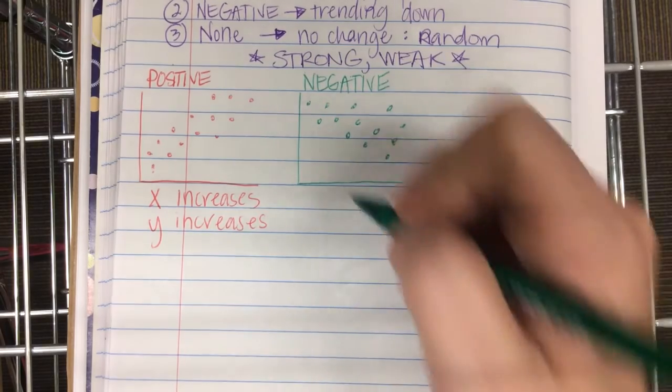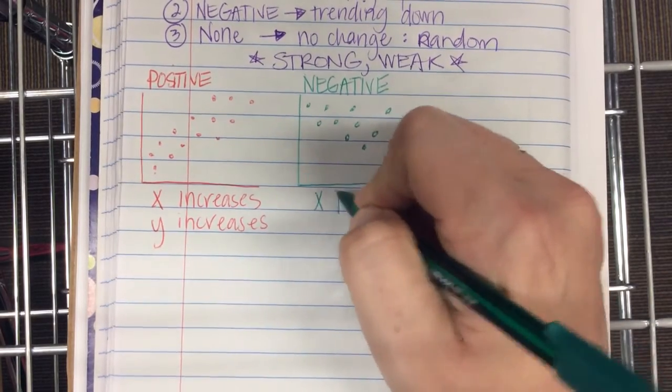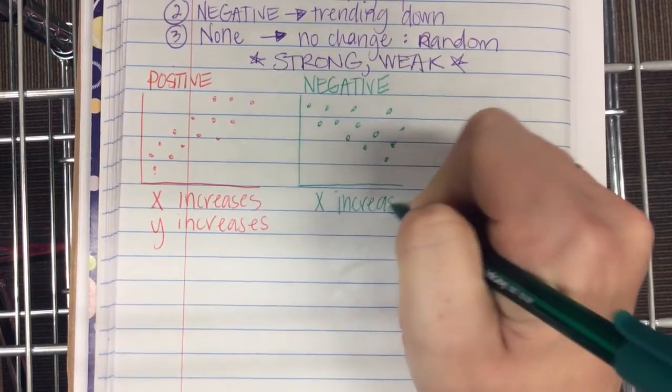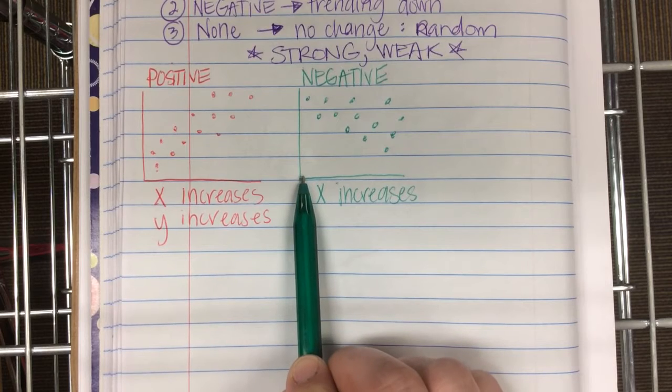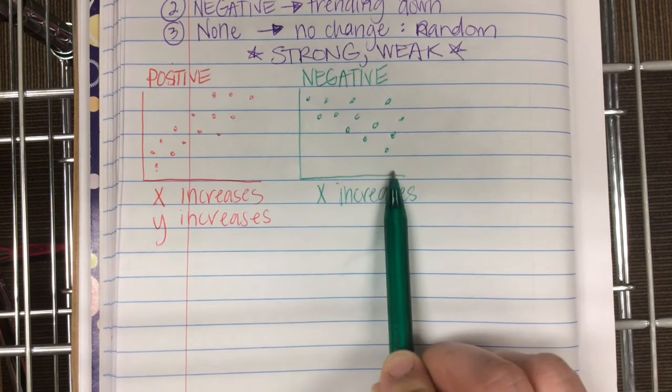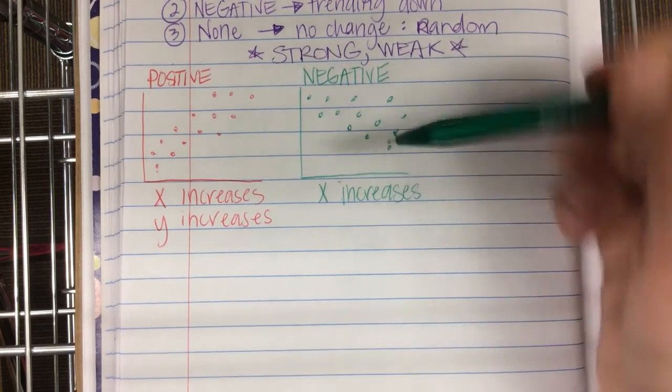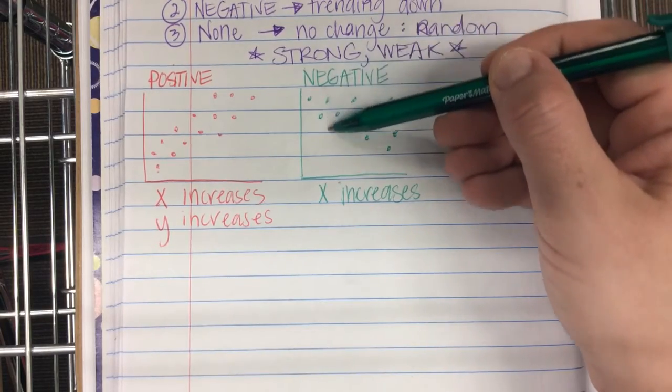So doesn't this call all the way back to our data unit? As x increases, so as we go along our x-axis, what happens to our y number? Our y decreases.